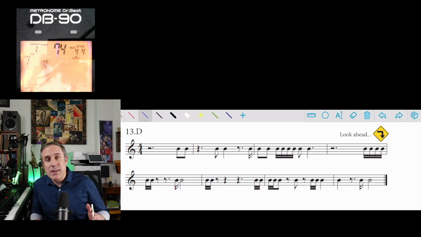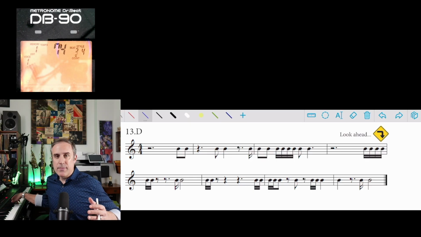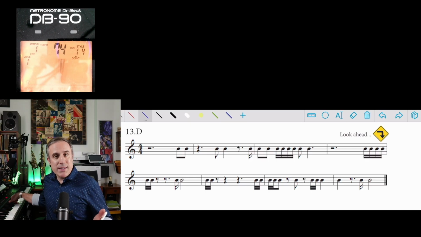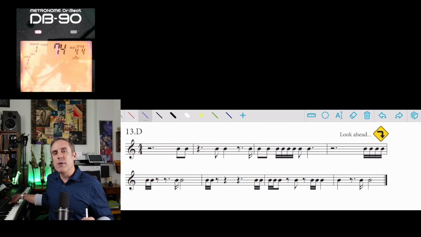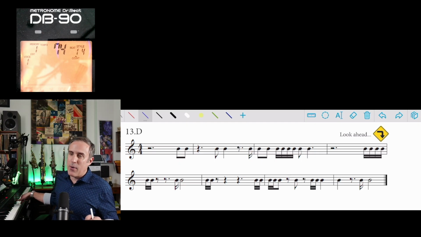I will be singing this on a G3. You are welcome to join me on this same pitch in unison, or an octave below, an octave higher, or a different note altogether. But I hope you'll vocalize the rhythms for exercise 13D with me right now. Here we go.